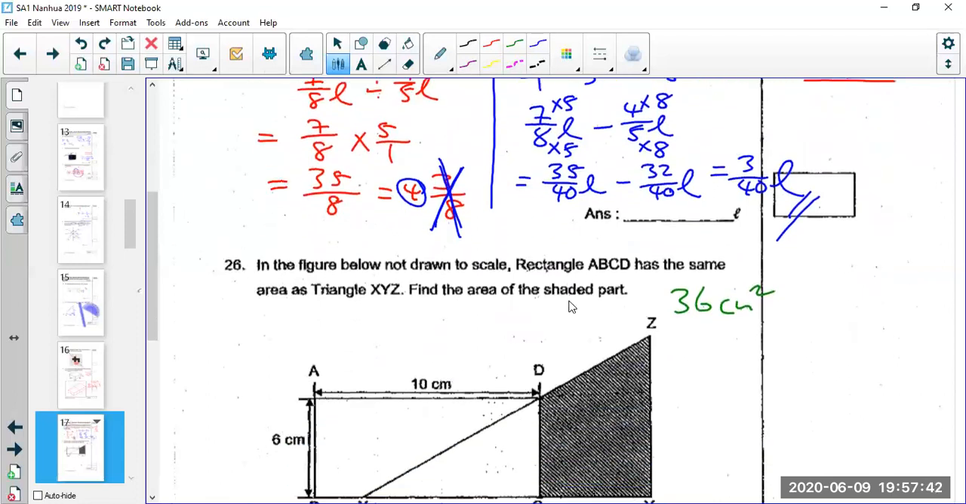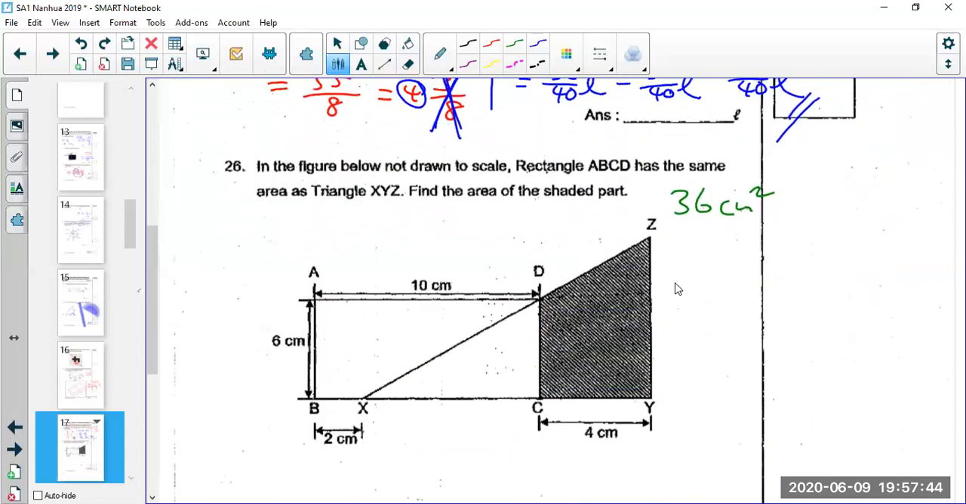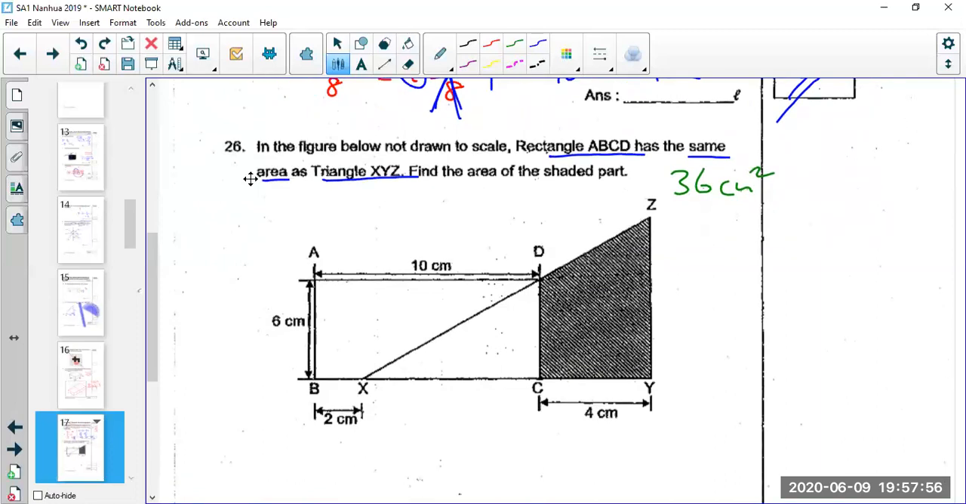Okay, question 26. How do you find the shaded part? So you read the question. Now the figure is not drawn to scale. Rectangle ABCD has the same area as triangle XYZ. Okay, so where is triangle XYZ? Over here, the blue triangle. So you look at this blue triangle, and this blue triangle has the same area as the rectangle.